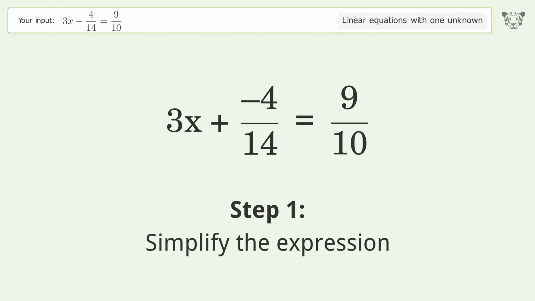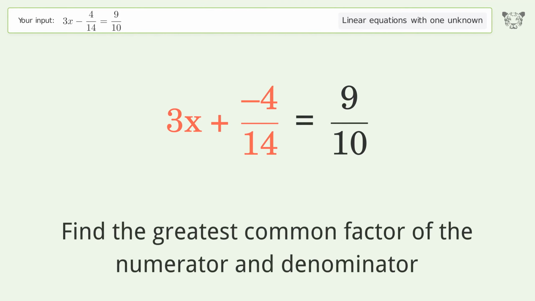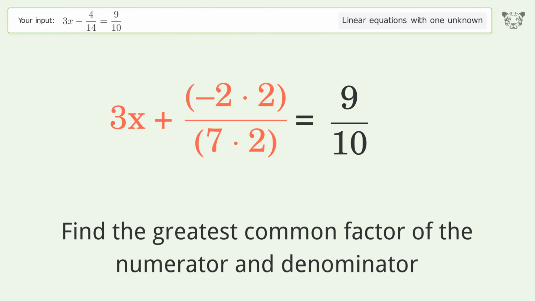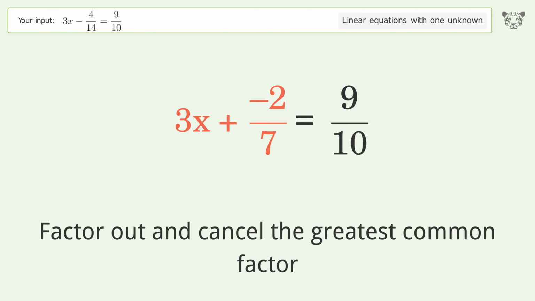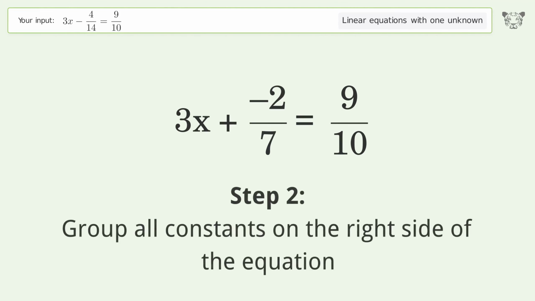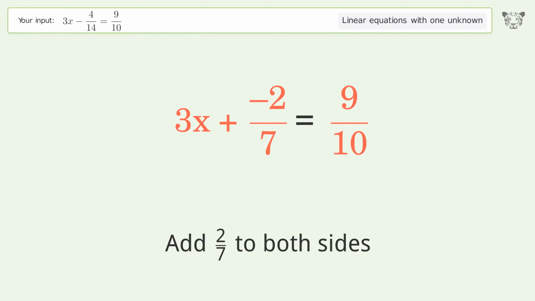Simplify the expression. Find the greatest common factor of the numerator and denominator. Factor out and cancel the greatest common factor. Group all constants on the right side of the equation. Add 2 over 7 to both sides.